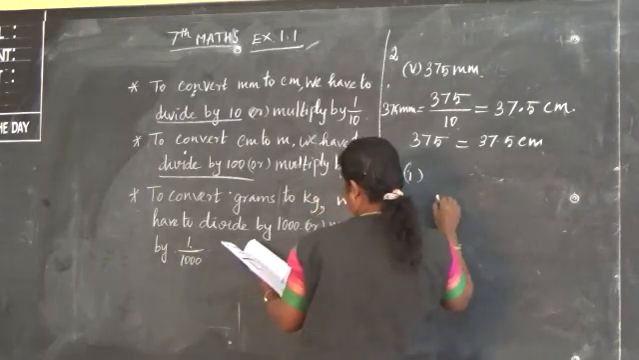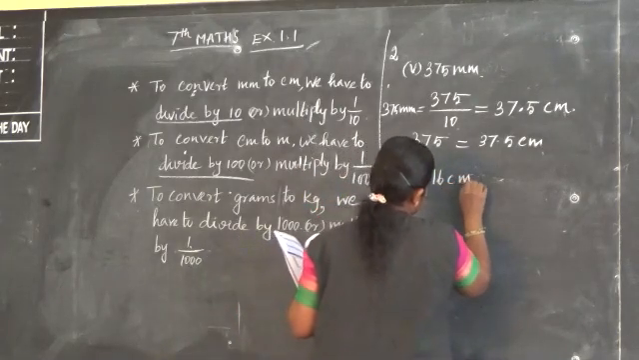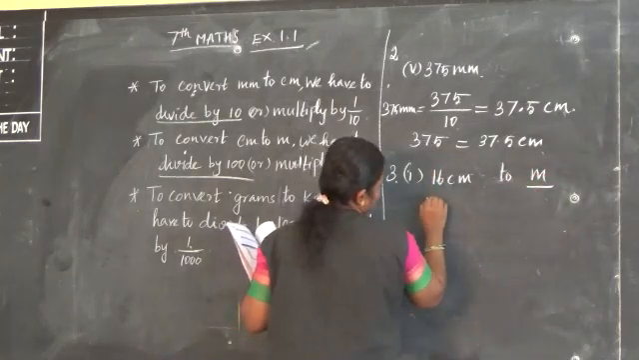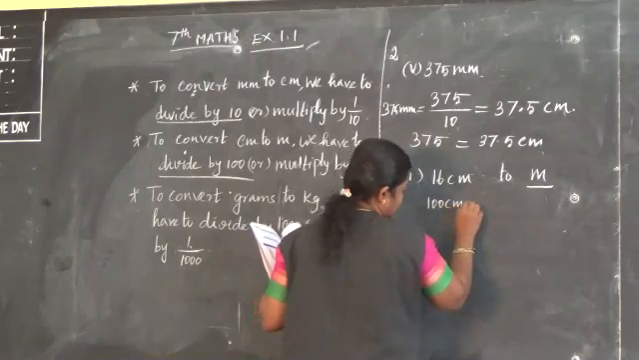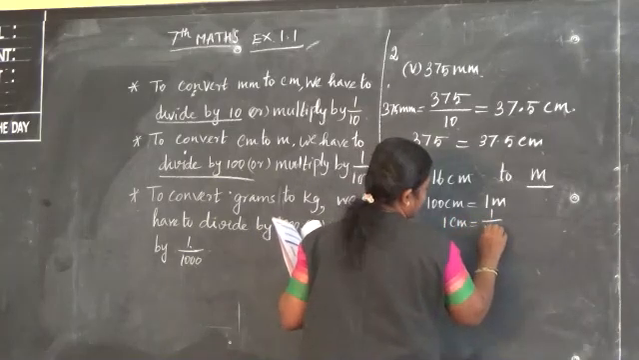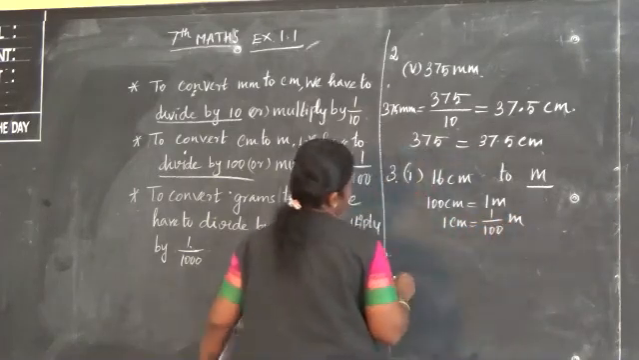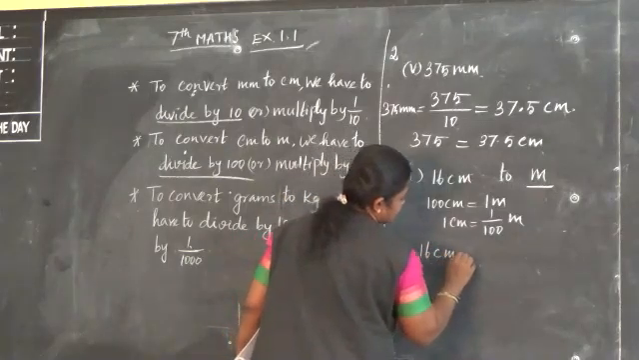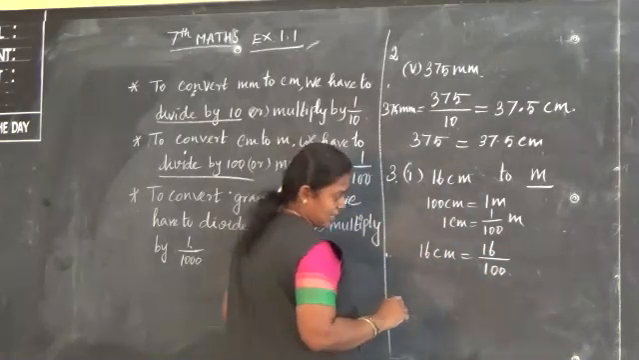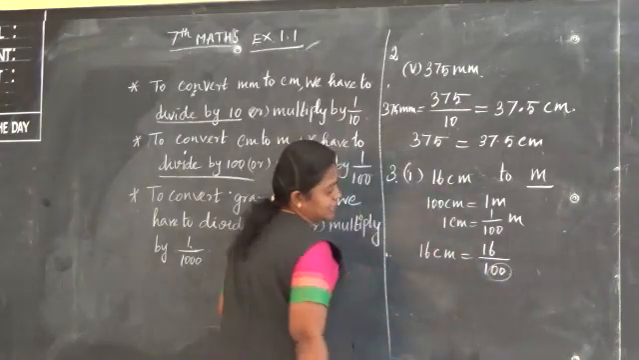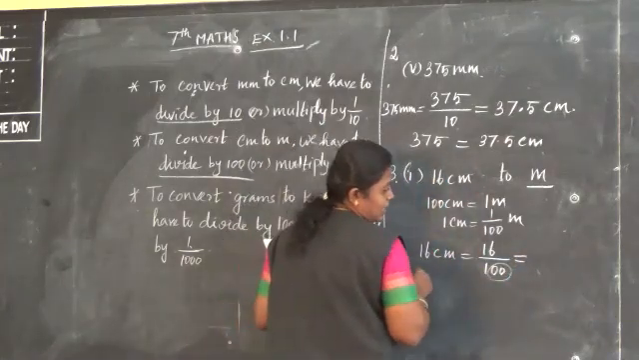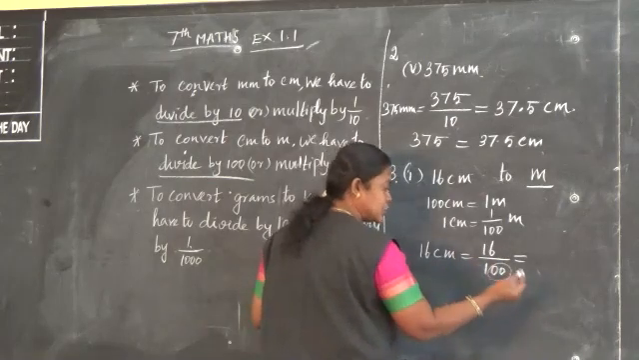What is the first subdivision given to us? 16 centimeter. Convert to meter. You know very well, 100 centimeter equals 1 meter. So 1 centimeter equals 1 by 100 meter. So 16 centimeter equals 16 by 100. Here I am dividing by 100. How many zeros are there in the denominator? 2 zeros are there. So how many points do we have to move, to right or left? We have to move to the left.